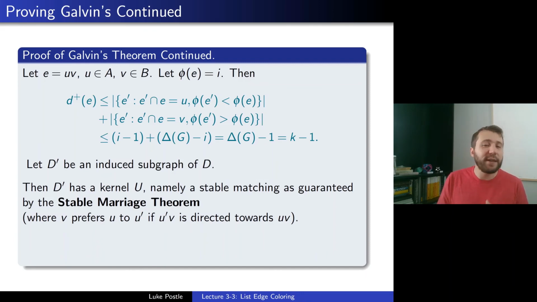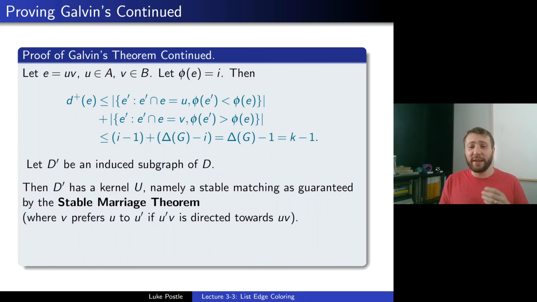So let D prime be an induced subgraph of D, and then it turns out D prime actually has a kernel. This is because of a well-known result, the stable marriage theorem. What is this? Well, if you think about it, a stable matching will be, if we set up the preferences right, exactly a kernel.